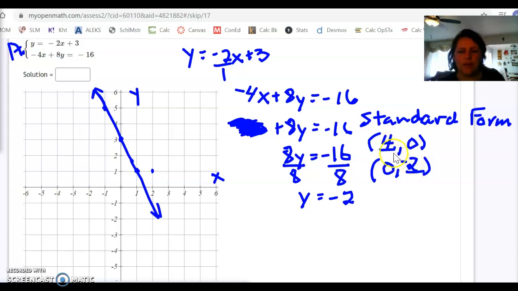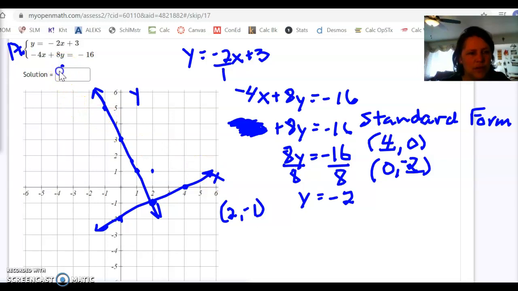So now I have two nice points that I can graph. That one worked out very good. So (4, 0) and then (0, negative 2) are our 2 points. And it looks like they are going to cross very nicely right at the point (2, negative 1). So the solution for this one is (2, negative 1). Make sure you write it as a point.